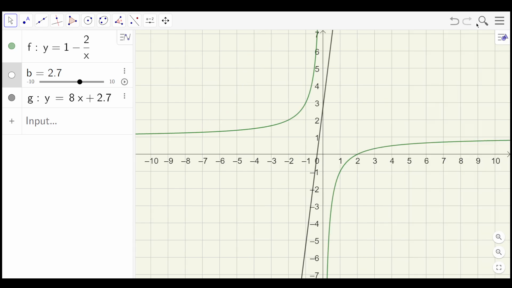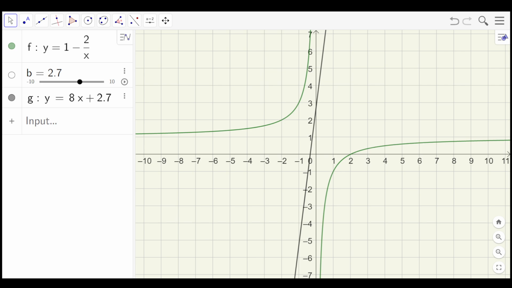Okay, now look. Let me start moving it. For example, let me go to the left. Oh, sorry, I have to start from here. I go to the left. What is the value of b now? It's 2.7. I go to the left. When I reach -7, what do you expect? Let us see if it touches before that. No, it didn't touch. Oh, it doesn't go there.